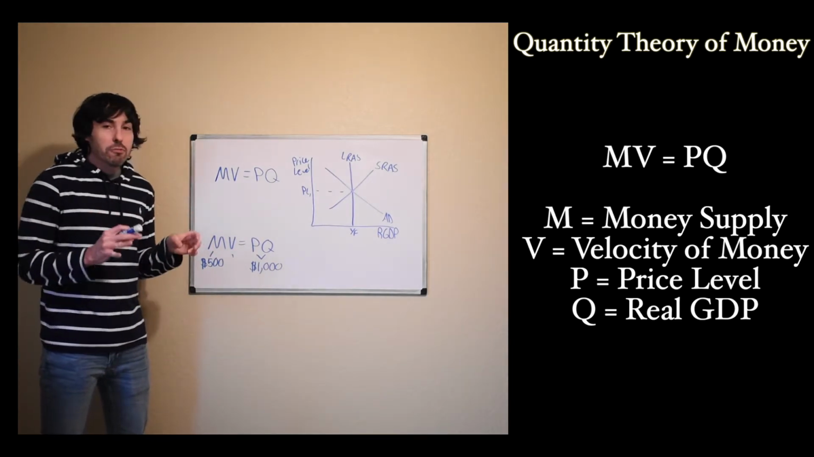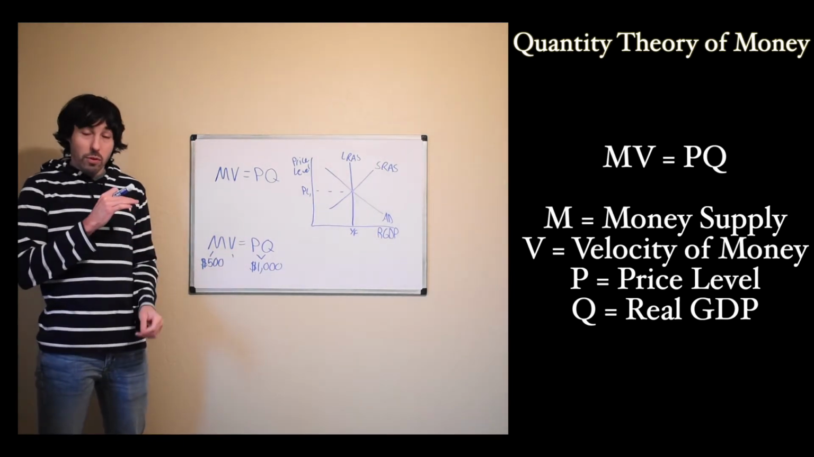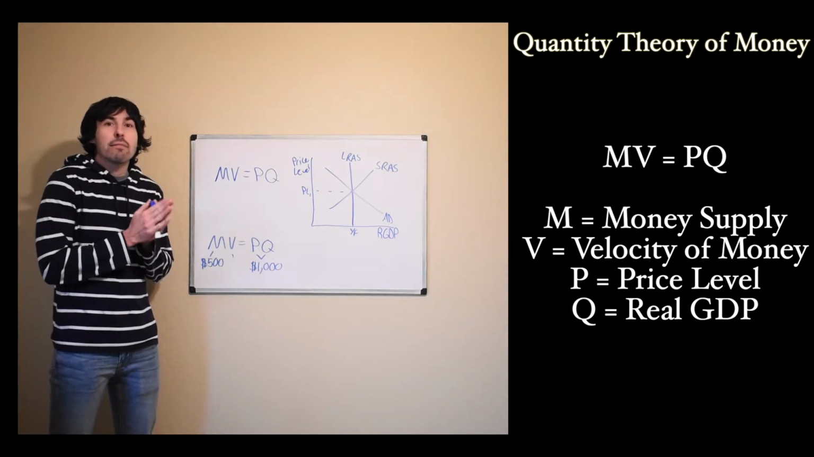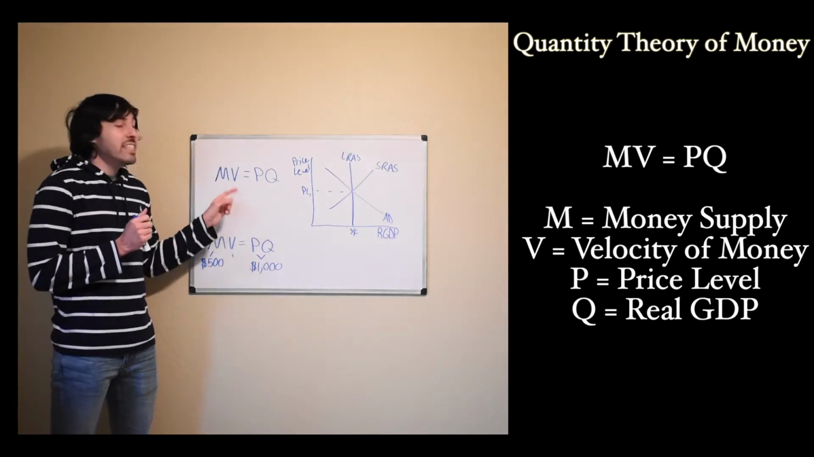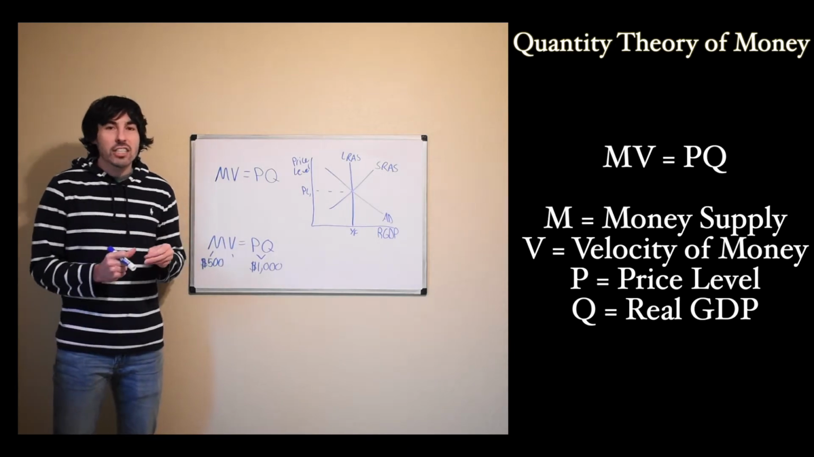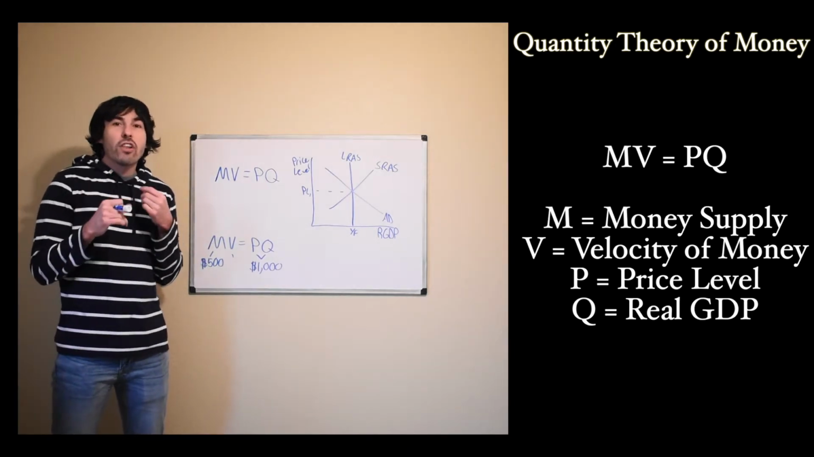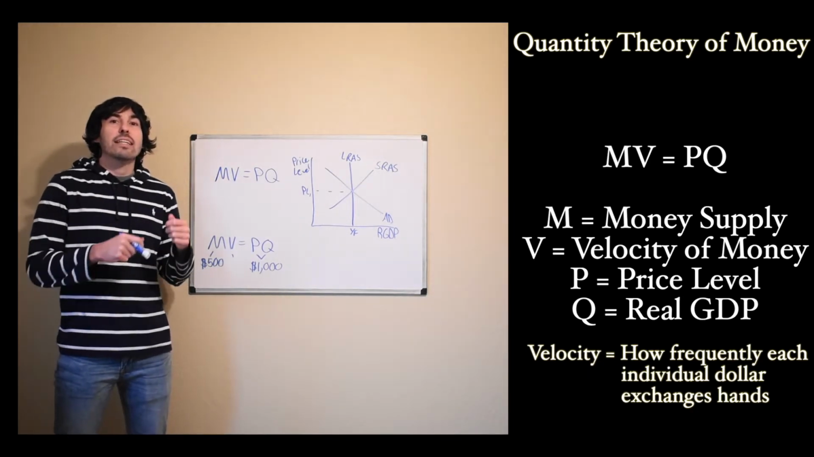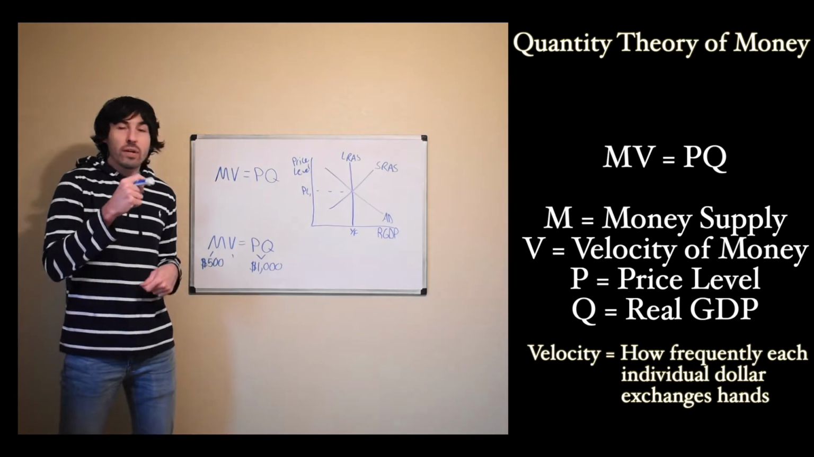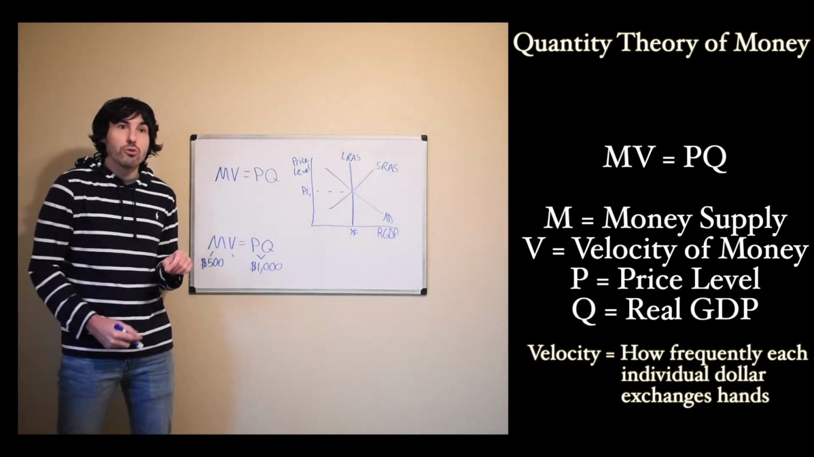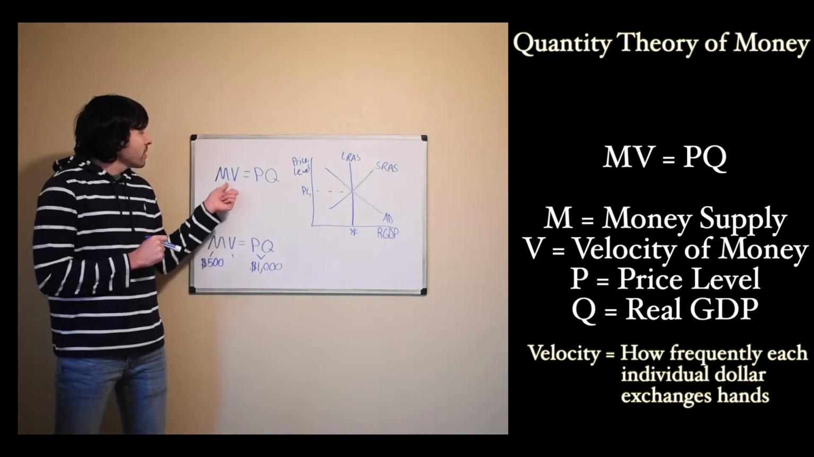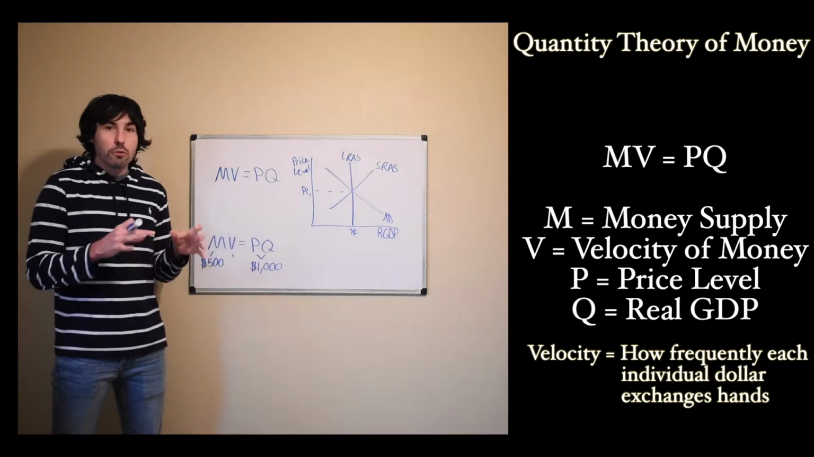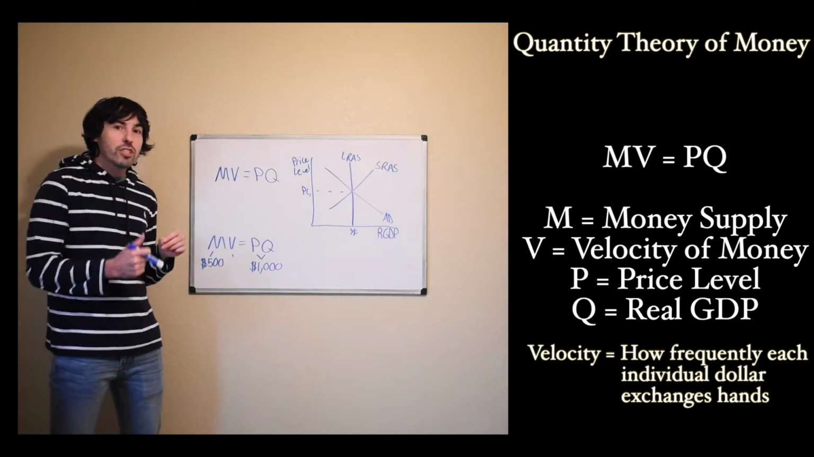Well, M is your money supply. So that's what we've been talking about, the amount of money that's in the economy at any given time, set by the Federal Reserve. V is your velocity of money, which is the number of times that each individual dollar exchanges hands in a year, so anytime each individual dollar is used to purchase goods or services. So your money supply times your velocity of money is equal to your price level times real GDP.